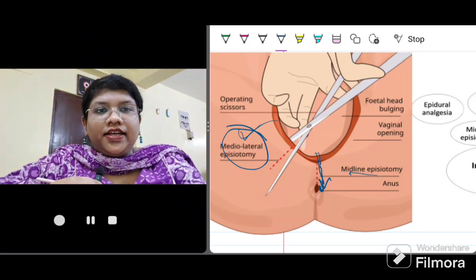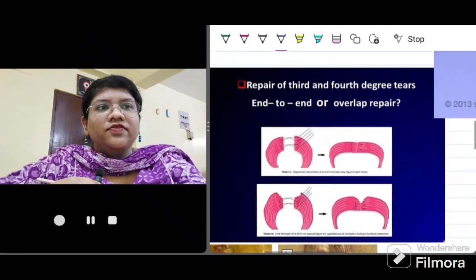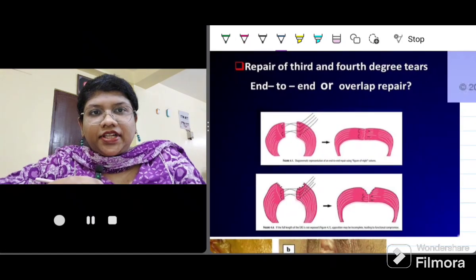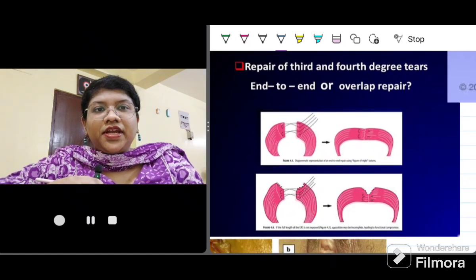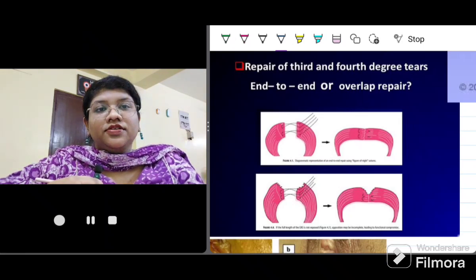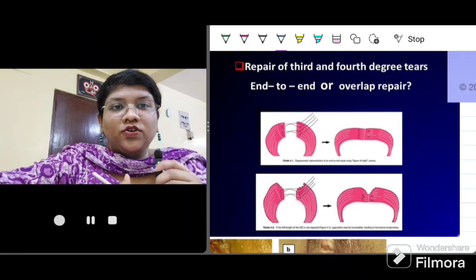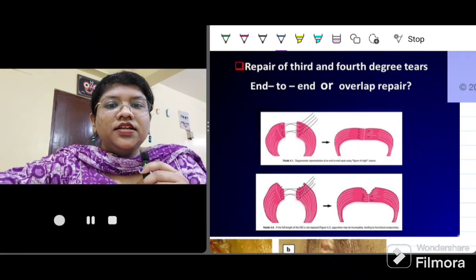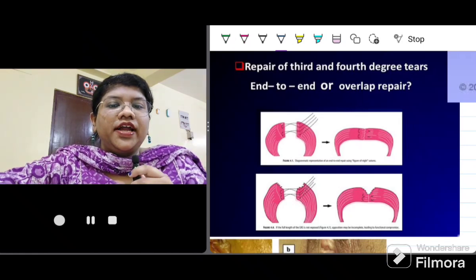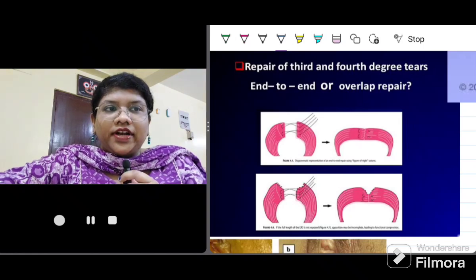Next comes the external anal sphincter. Now this is where the debate lies, that you have two techniques basically, end-to-end and overlap technique. So many have this debate or confusion as to whether it has to be done end-to-end or overlap. Remember, surgeons have their own style, they can have their own preferences, but it is said that when it is a partial thickness tear, it is better to use an end-to-end technique, and if it is a full thickness tear, you can use an overlap technique.